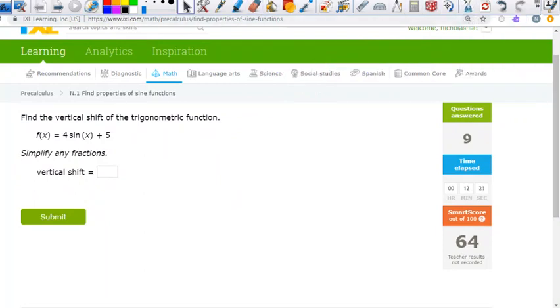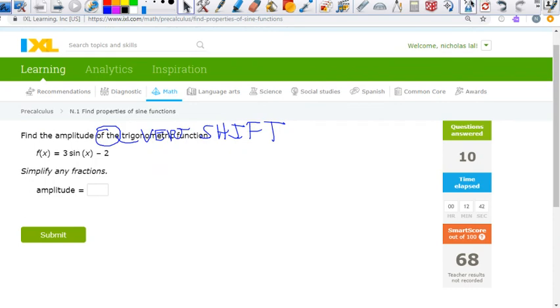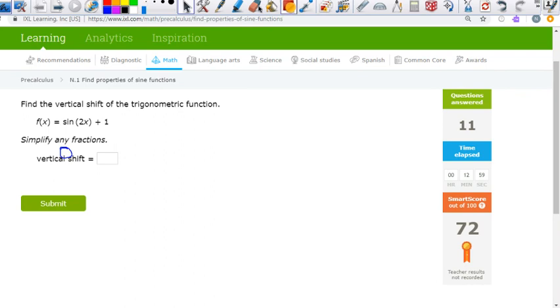Clear annotations. This value right here is the vertical shift. Because that value, the vertical shift, is plus 5. You need to find the amplitude. The amplitude, when we're looking at a trig graph, this is the amplitude right here, 3. So our amplitude is 3. Find our vertical shift. Here our vertical shift is 1.